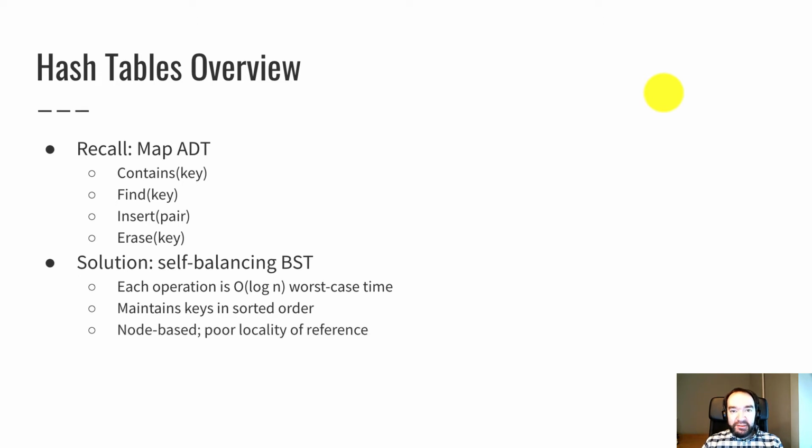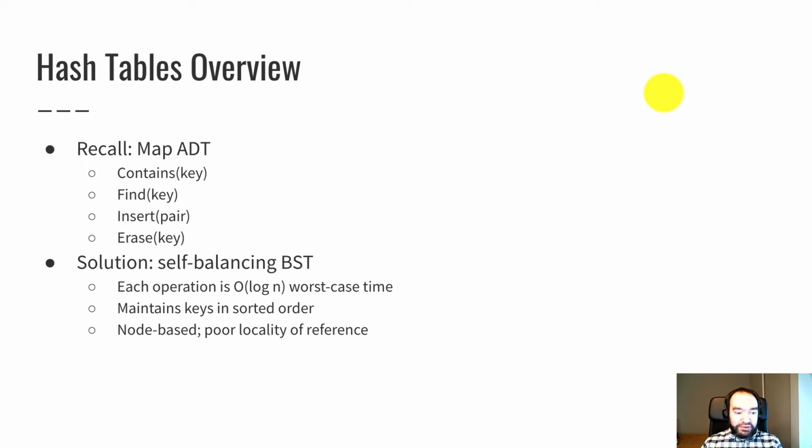However, the self-balancing binary search tree is node-based, and that means it has poor locality of reference. We saw this come up between vectors and linked lists: both a vector and a linked list store a sequence, but the vector has better locality of reference because it stores all the elements in one contiguous array, whereas a linked list is a chain of nodes. Most likely those nodes are at very different memory addresses, so the nodes have poor locality of reference, which means the data structure can be slower because of cache misses. So that's also an issue with binary search trees.